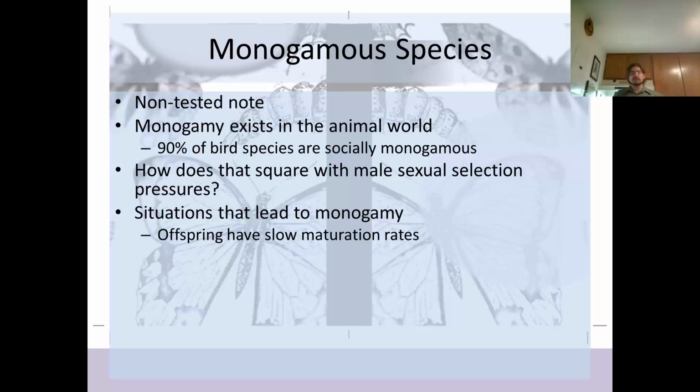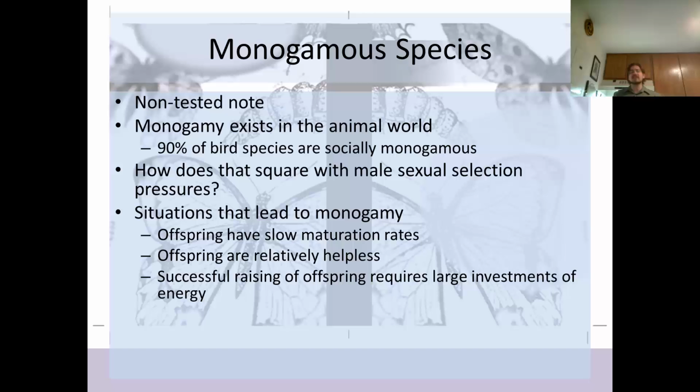Well, if your offspring have slow maturation rates, then they're vulnerable longer. And so the males might have a hand in raising the offspring. If the offspring are relatively helpless, having a male around to help raise the offspring and protect it is useful. Successful raising of offspring requires large investments of energy when you have slow maturing, helpless offspring. And so if both the male and the female are present, caring for it, you divide up the energy and increase the chances of successfully raising the offspring to adulthood.